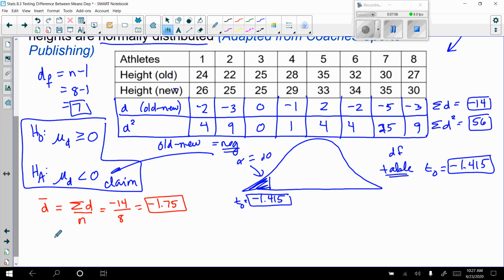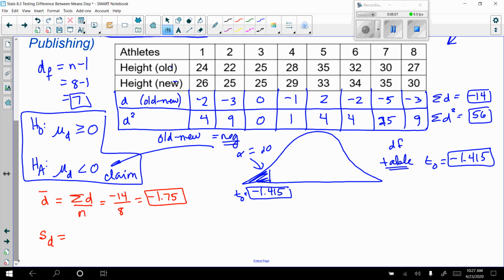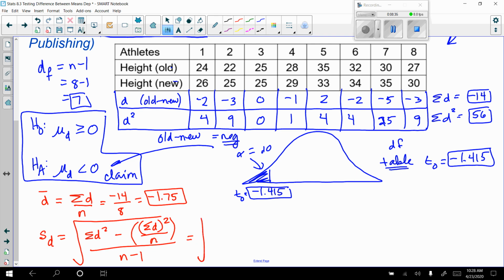Then we need to find the standard deviation of the differences. The standard deviation of the differences is found by using this formula, which is the square root of the sum of the differences squared minus the sum of the differences, quantity squared, divided by n, all over n minus 1. This is right from your directions table, so we're going to plug in the numbers here.